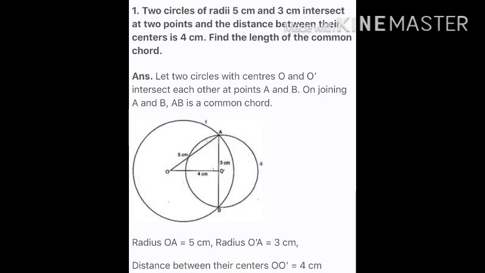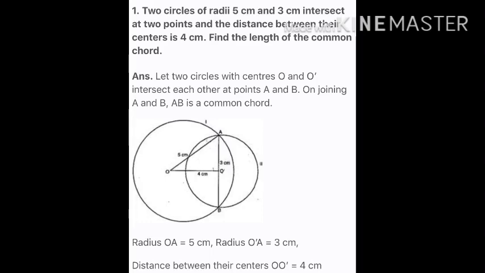Now let us start exercise 10.4. The first question: two circles of radii 5 cm and 3 cm intersect at two points and the distance between their centers is 4 centimeters. Find the length of the common chord. See, draw the figure like this and start the solution.